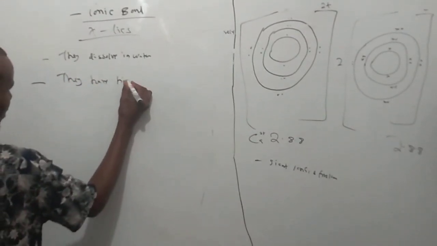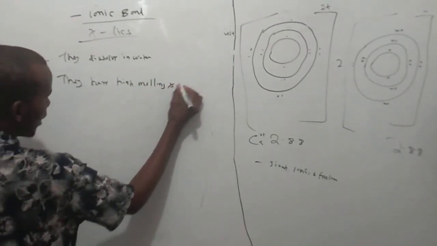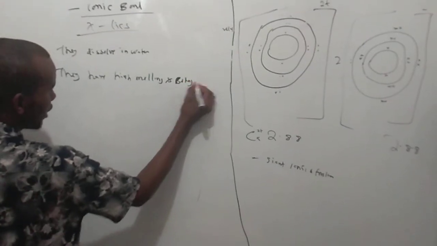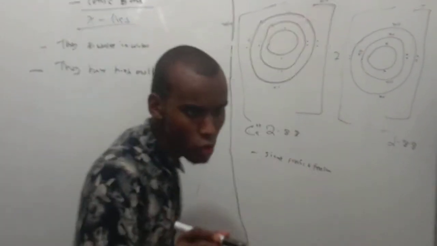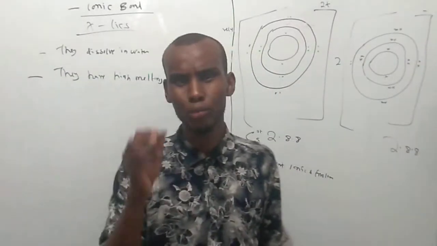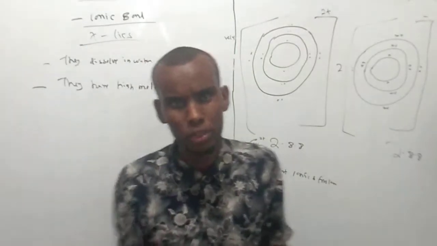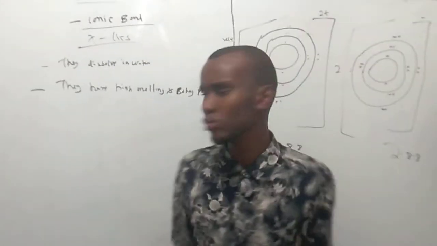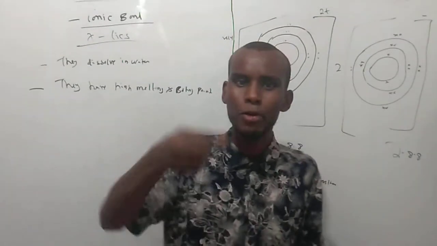Another characteristic of ionic bond is that they have high melting and boiling point. The main reason why ionic bond has a high melting and boiling point is because they have strong ionic bonds, which are very hard to break. That's why they have high melting point and boiling point, because ionic bond is strong.